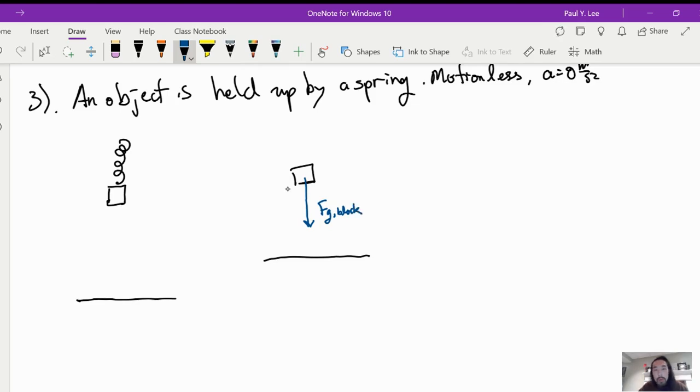And what's the spring doing here? We see that the spring is holding this object up. Now here's something cool about springs. Springs always do the opposite of what you do to them. If you push on a spring, the spring pushes back. If you pull, the spring pulls back. So this block is pulling on the spring downwards, and the spring is holding the block upwards. So we can label this as F of spring, or F of S, on the block.